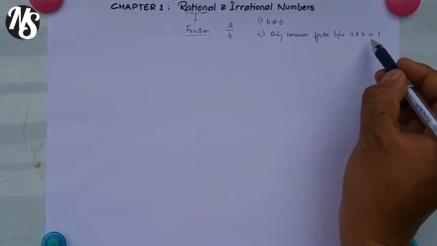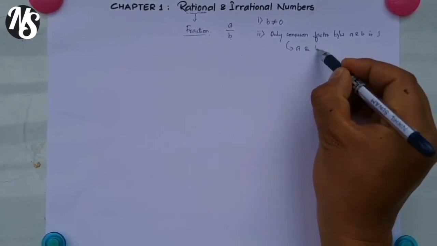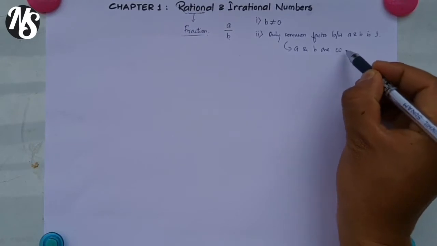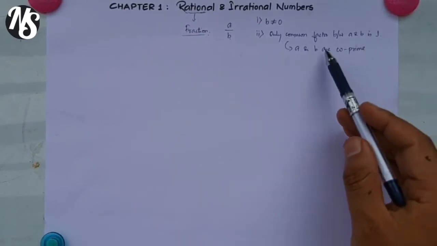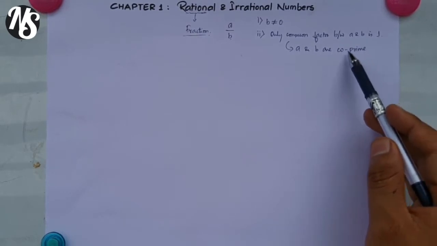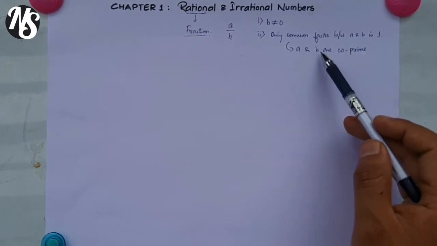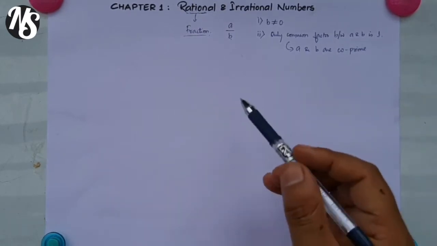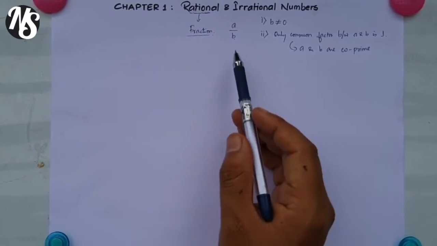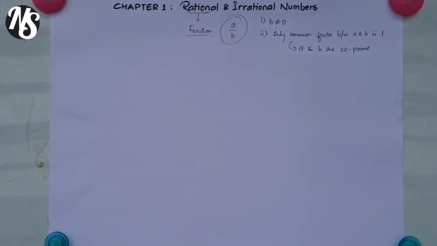If this happens, a and b are also known as co-prime. If somebody asks you what it means that a and b are co-prime, you have to say that the only common factor between a and b is 1. That's the meaning of co-prime. If this happens, then this type of fraction is known as a rational number.